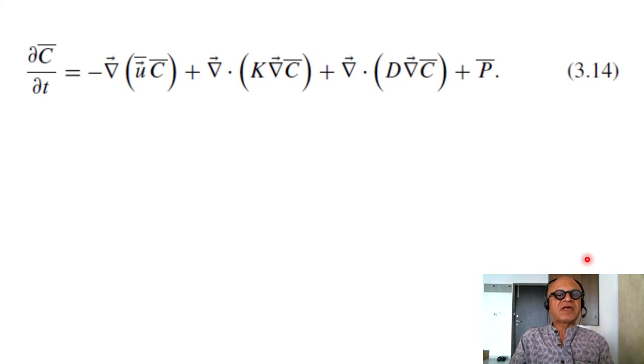So this is our net equation then. dc bar dt is minus gradient of u bar c bar plus, so remember this is a three-dimensional vector, divergence of eddy diffusivity times gradient of c bar, plus divergence of the molecular diffusivity we had done before, plus p bar, the average source sink term.